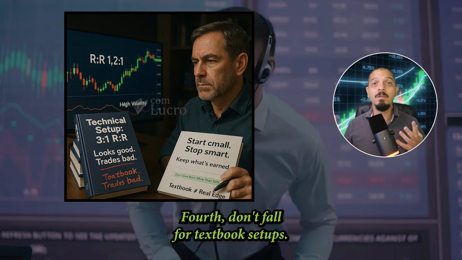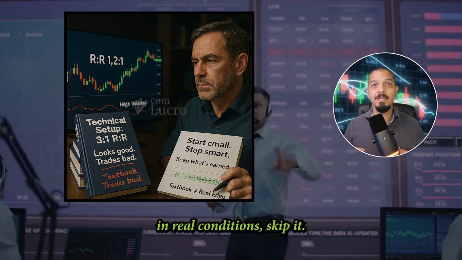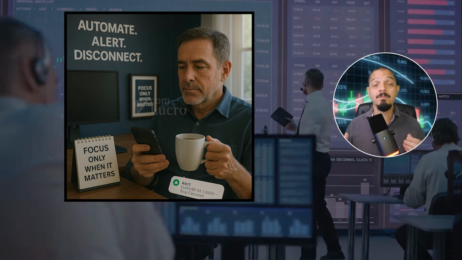Fourth, don't fall for textbook setups. If the risk to reward doesn't make sense in real conditions, skip it. It's not about being technically correct, it's about staying in the game.